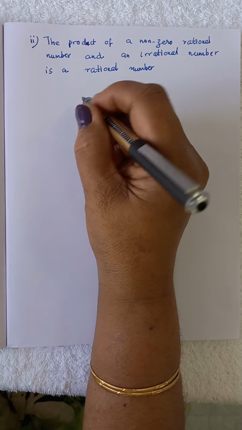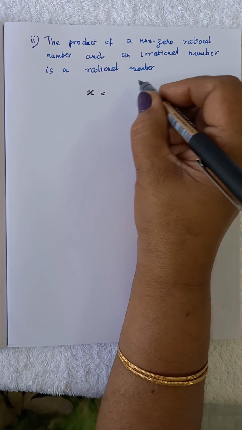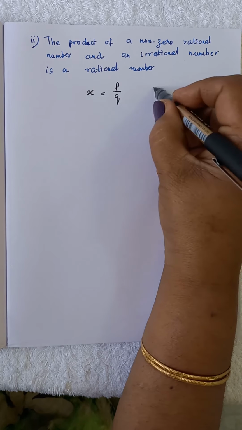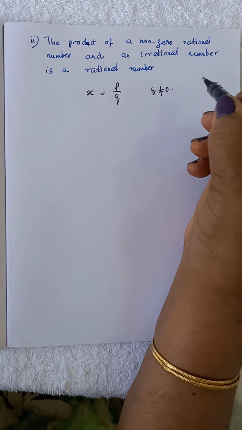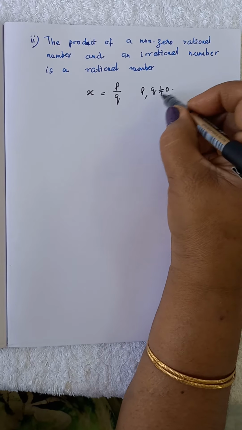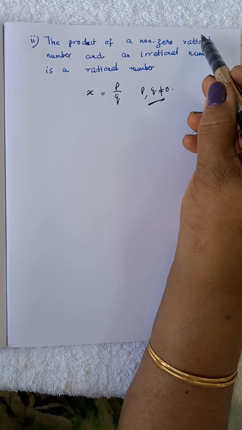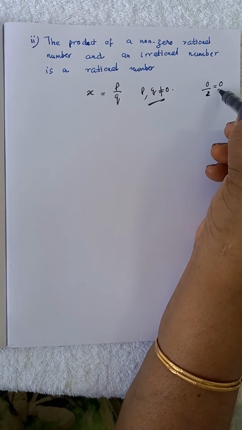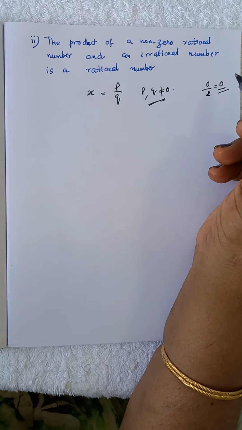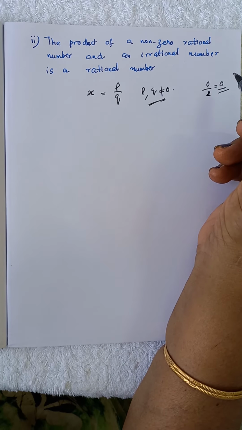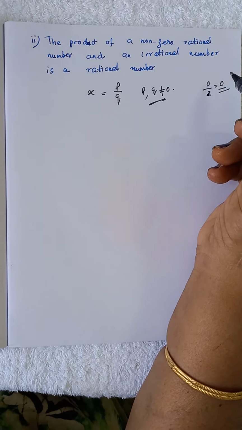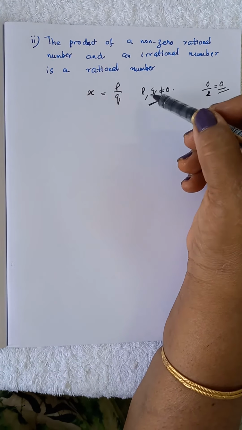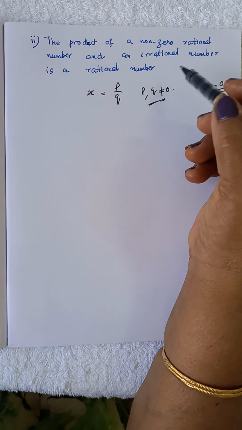For that, let us take x as a non-zero rational number. So let x be p by q, where this q not equal to 0. P also not equal to 0 because it is stated that it's a non-zero rational number. If p is equal to 0, 0 by q, then this is 0. 0 is a rational number because 0 can be written as 0 by 1, 2, 3, etc., 0 by an integer. So here it is given that it's a non-zero rational number. So we are taking p and q not equal to 0.